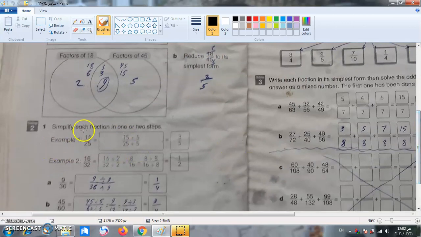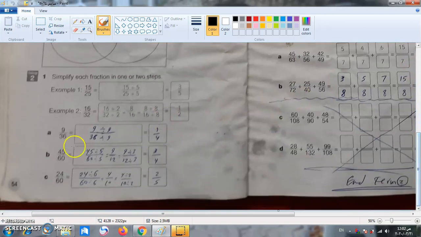simplify يعني بسط each fraction in 1 or 2 steps. خطوة أو خطوتين يا شباب. So this is example 1 and 2. We have some examples if you do it in 1 step or in 2 steps. It's very easy. So let's start, to save time, with our question.